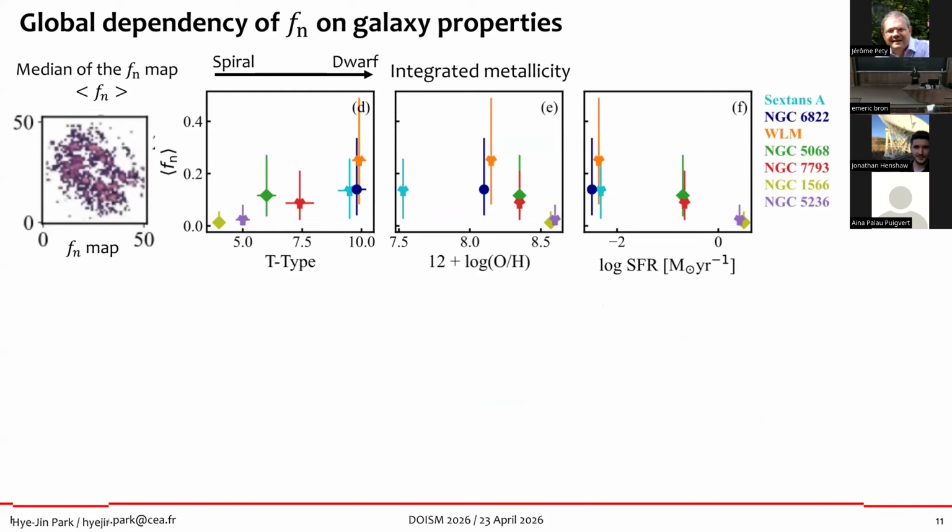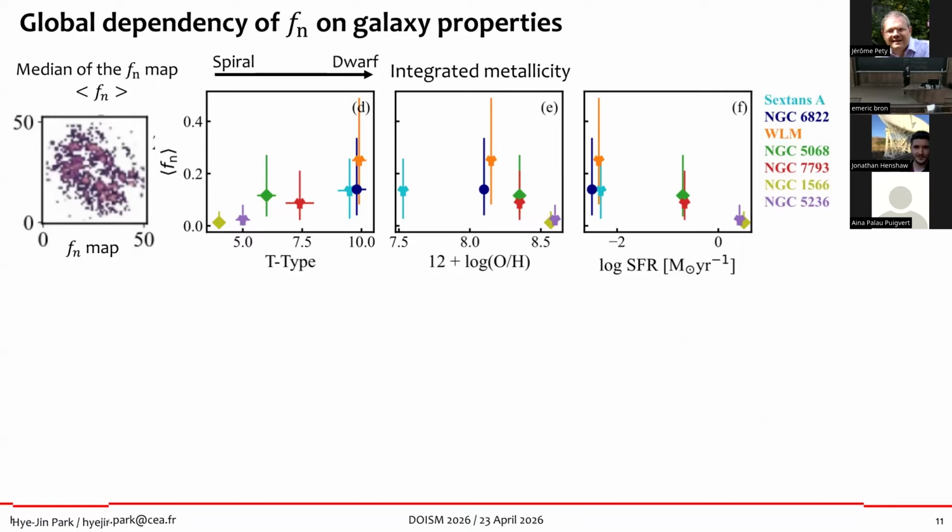And then we looked at the global trend of these properties. For example, we take the median of the narrow fraction map and plot it against T-type, which tells you spiral or dwarf, and then metallicity and the star formation rate. And we can see the more dwarf the galaxy is, the higher the narrow fraction, the lower the metallicity, and the lower the star formation rate.